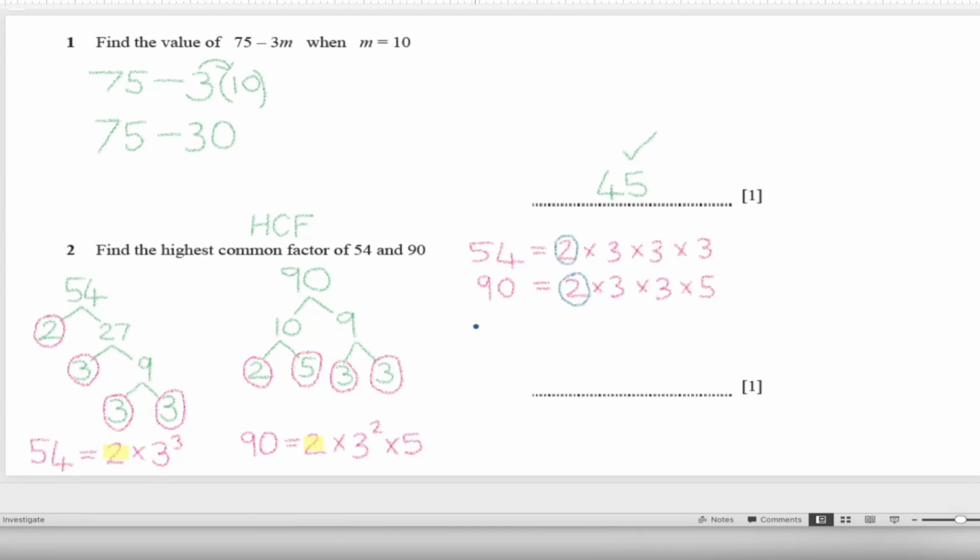Okay, so let's write that down. We can say the highest common factor is equal to 2. And then they both have at least 2 3s. 1, 2, 1, 2. So we are going to write that down as well. Times 3 times 3. They don't have any other numbers in common. Now what is 2 times 3 times 3? 2 times 3 times 3 is equal to 18. So that means the final answer, the highest common factor of 54 and 90 is 18. Worth 1 mark.